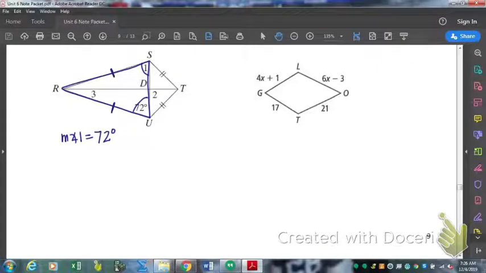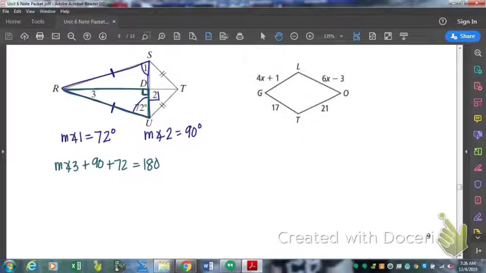Cool. Angle 2 is a 90-degree angle. The measure of angle 2 is 90 because the diagonals of a kite are perpendicular to one another. And then last, I've got to figure out angle number 3. So what I'm going to do is look at this triangle right here in this greenish color. I know that this angle here is a 90-degree angle. So that means the measure of angle 3 plus 90 plus 72 has to equal 180 degrees. So when I do a little bit of algebra, the measure of angle 3 is equal to 18 degrees.